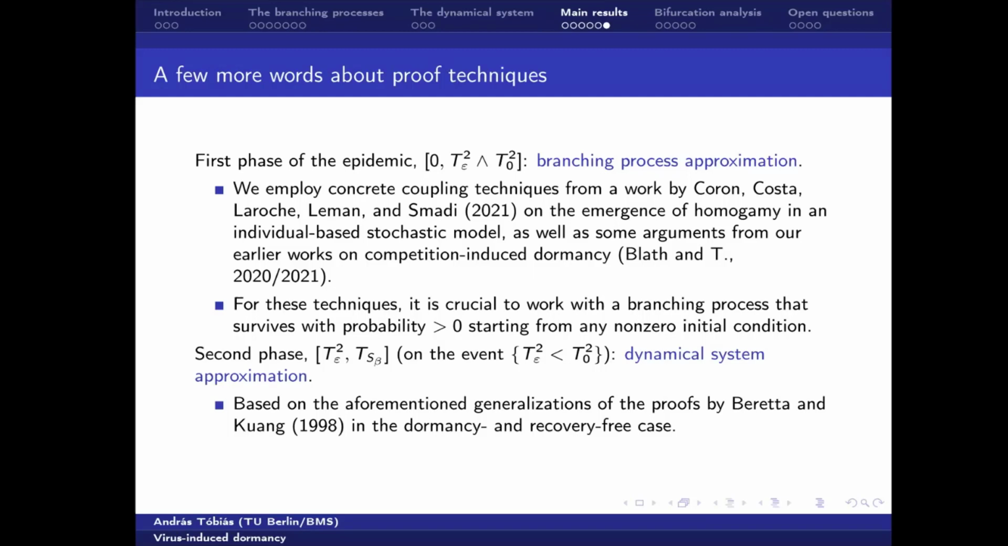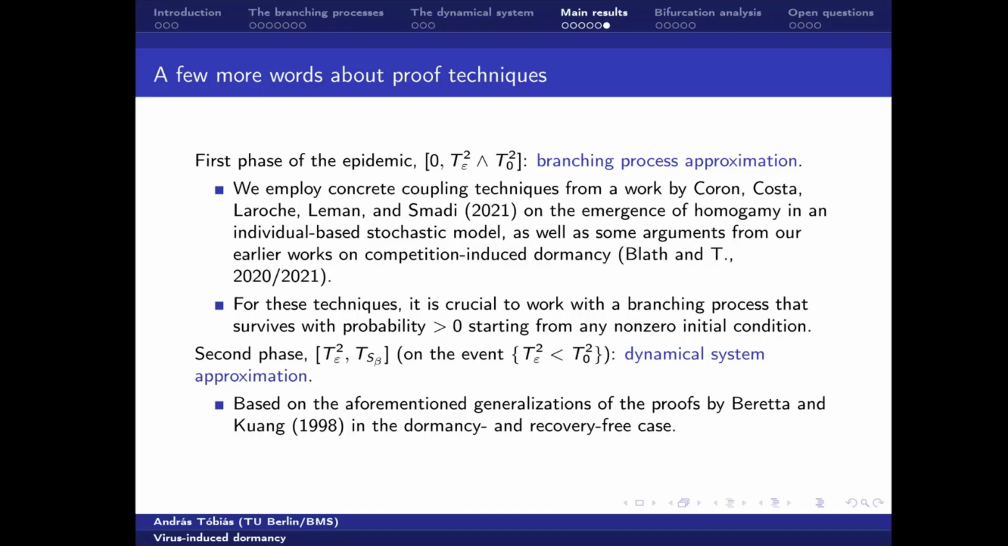And then the second phase is once you are at size epsilon times k, then we use the dynamical system approximation, and reaching the set as beta is basically based on these persistence results on the dynamical system that I have told you before. So this is based on some arguments of Beretta and Kuang in the case when R is equal to Q equal to 0.